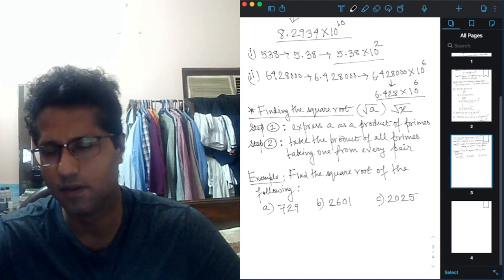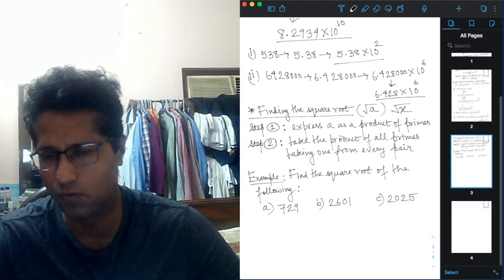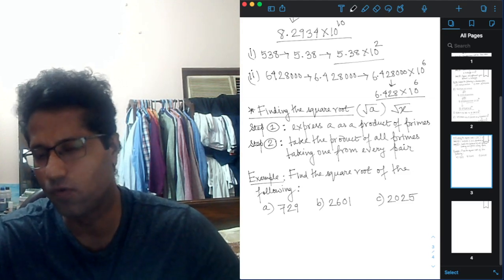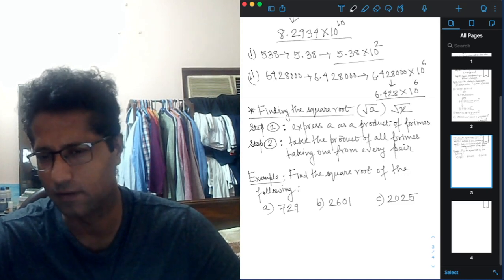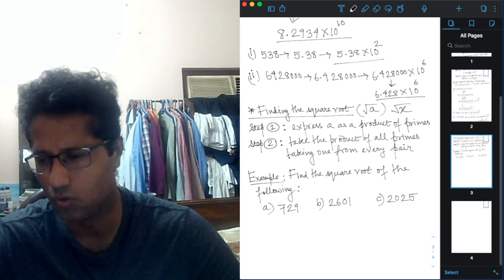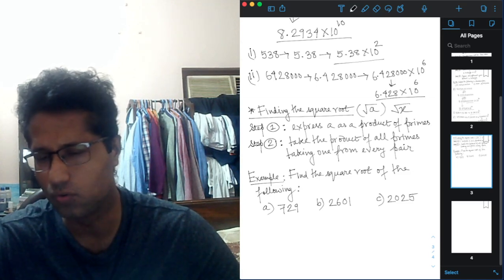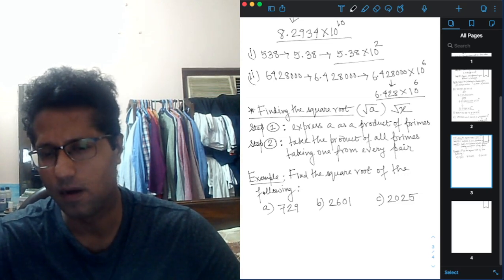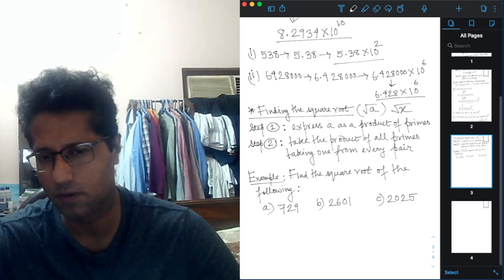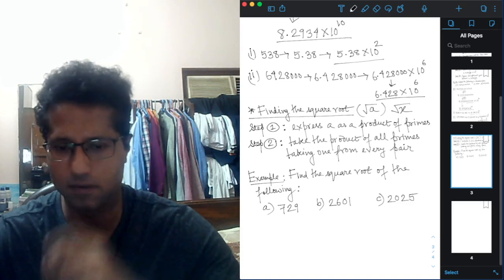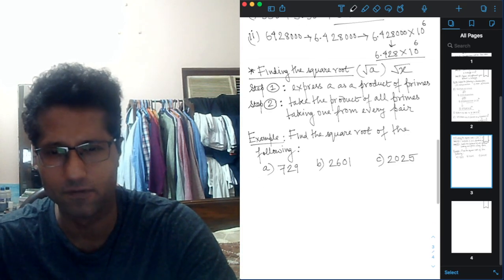So for example, in a prime factorization of a number, if you have four 2's as a factor, 2 is a prime number, so you have 2 pairs of 2. So you take one 2 from each pair. So you will have 2 into 2. So 2 into 2 will be a factor of the square root. So let's solve these 3 examples, then it will be clear.